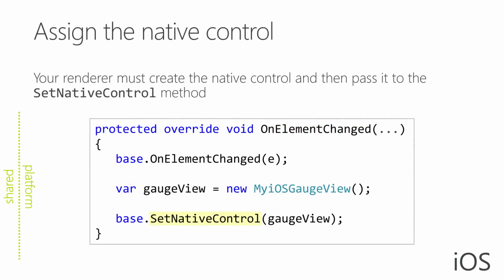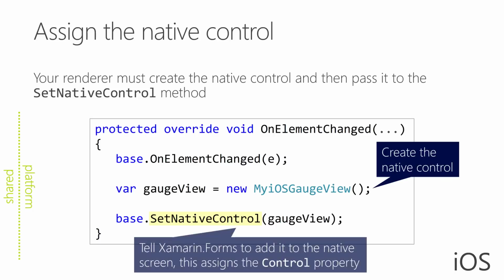And again, we're going to assign the renderer's native control here in the OnElementChanged method of our custom renderer. When we're deriving from the view renderer, which is what we're doing here, we're going to explicitly set the native control to be this gauge view. Now, this gauge view is the actual graphical drawing of the gauge on the screen. So we'll instantiate that control, and then we assign it using the SetNativeControl method.